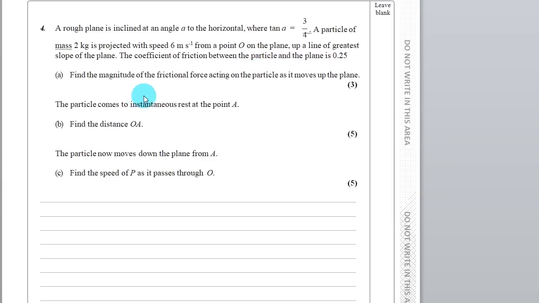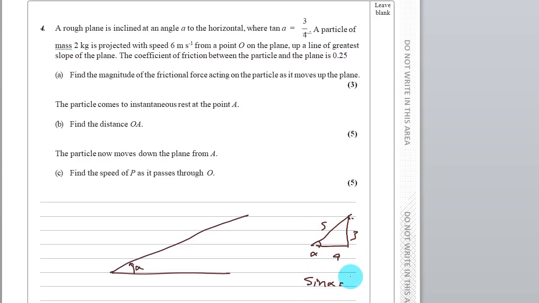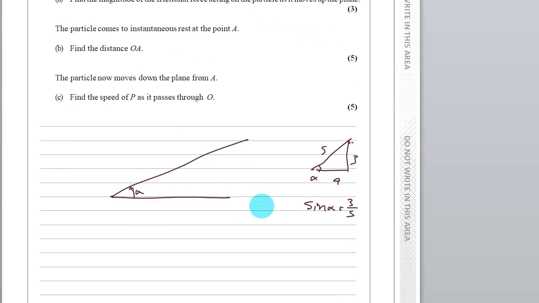Okay, let's start this question. Our plane is inclined at angle alpha. So this is the inclined plane, and this is the angle alpha. So tan alpha is 3/4. So this is alpha, this is 3, this is 4, this is 5. So sine alpha is equal to 3/5. Cosine alpha is equal to 4/5.